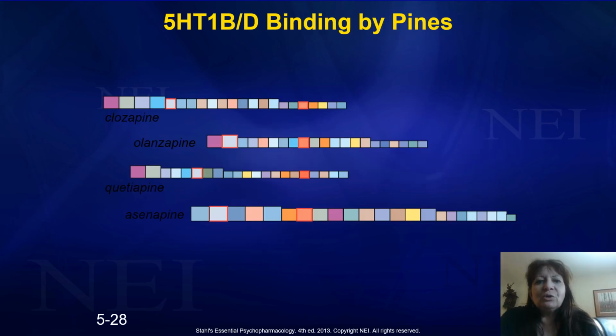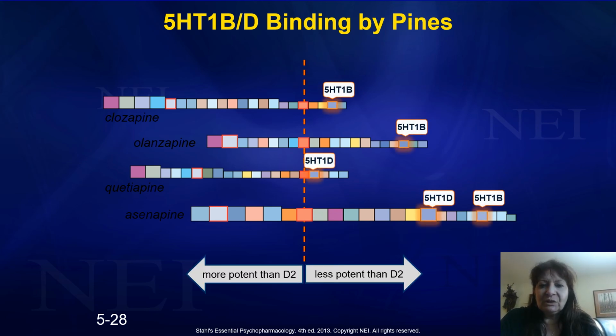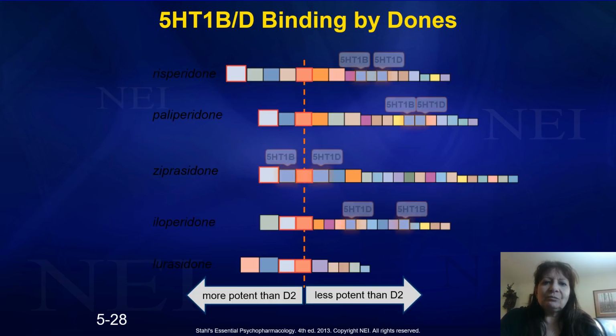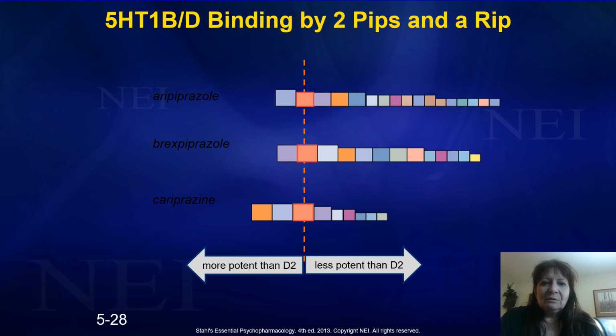And we continue. This is showing us the 5-HT1B and the 5-HT1D binding. Again, we go through the penes. I'm going to go through this a little bit faster. And then the dones. And 2 pips and a rip. Cariprazine doesn't have any receptor binding with 5-HT1B or D.